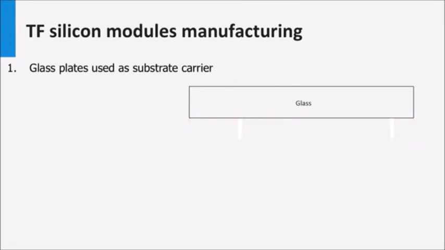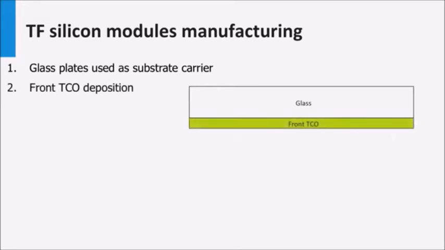The solar module and its interconnection is processed in one process sequence. The substrate carrier of the module is a large glass substrate. On the glass plates, the front TCO is deposited. Using intense lasers, lines of TCO are removed. This process is called laser scribing and determines the area of the solar cells.